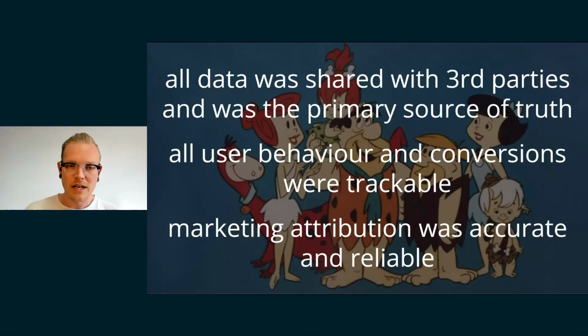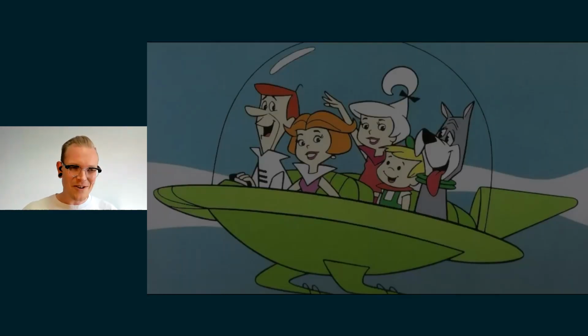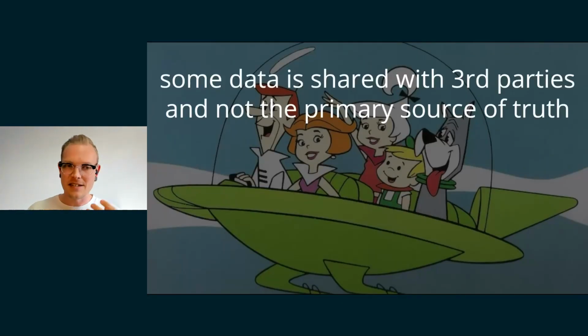And ultimately what that meant is that we could measure things properly, or at least we can measure things accurately and reliably. So this is looking at understanding our marketing contribution, looking at attribution modeling. It was accurate and reliable. But now if we look in today's ecosystem, or even looking into the future, that's slightly shifted. At least now some data is shared with third parties, and it's not the primary source of truth.